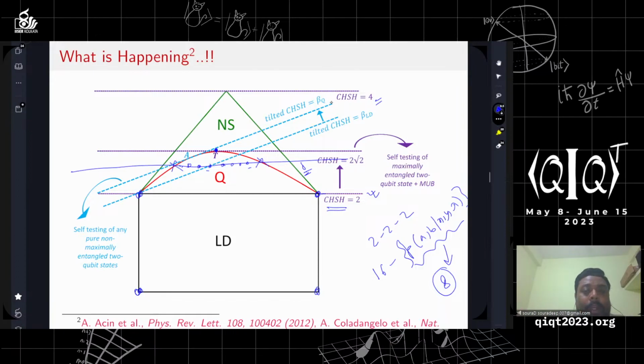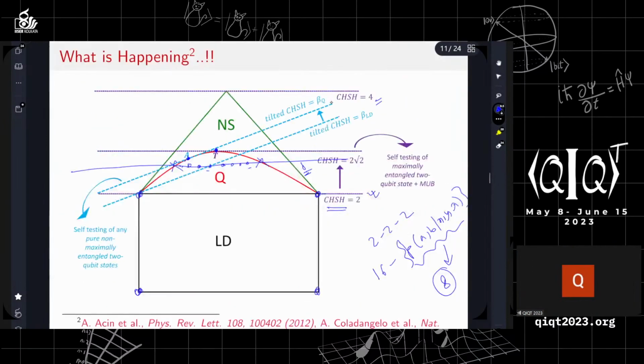So people have introduced different kinds of Bell inequality, like this one, the tilted Bell inequality. It is called tilted because you can clearly see that this Bell inequality becomes a little bit tilted. So this is one such Bell inequality, and when it is violated maximally, it will again create a tangent point, and this point will give the self-testing statement.